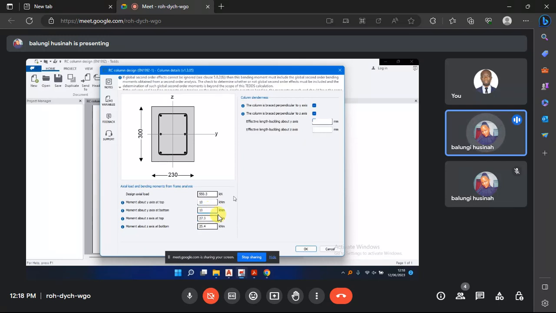So I've put those. Then we have the column is braced perpendicular to the y-axis. Column is braced perpendicular to the z-axis.